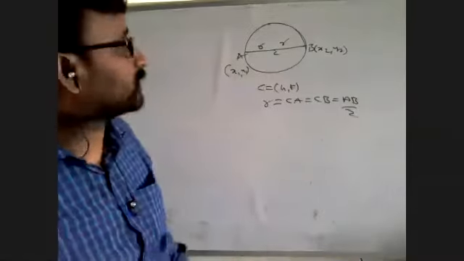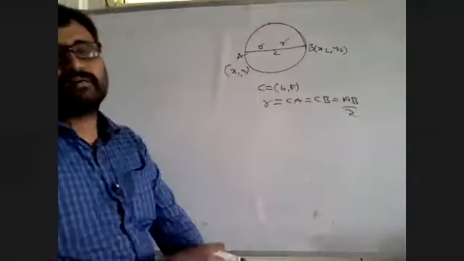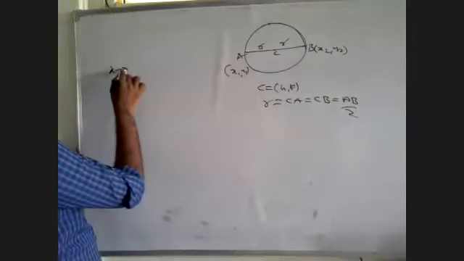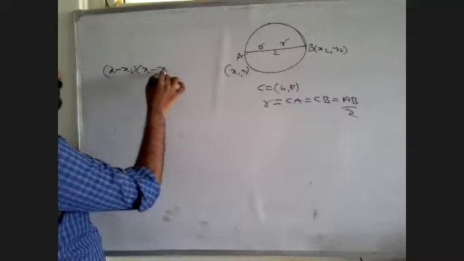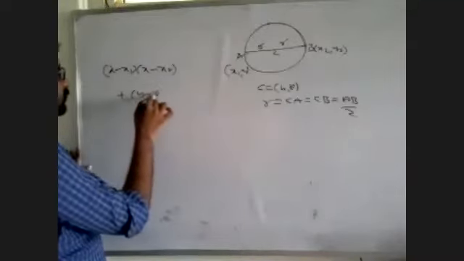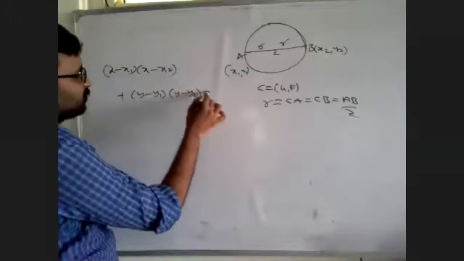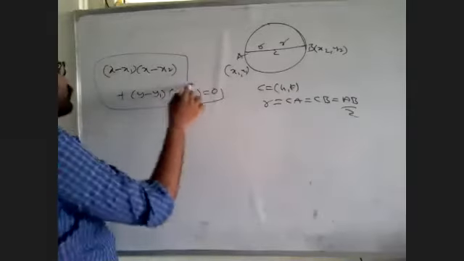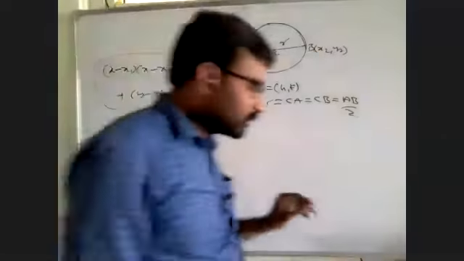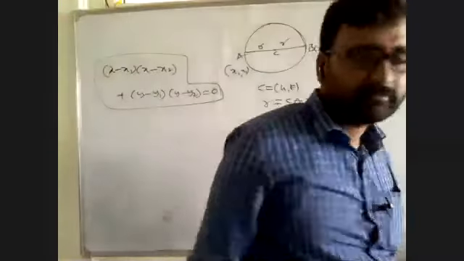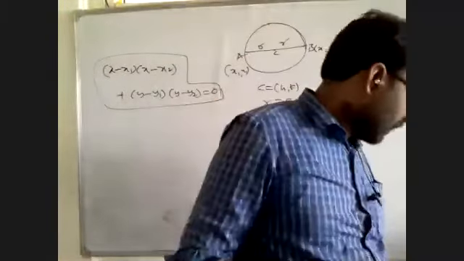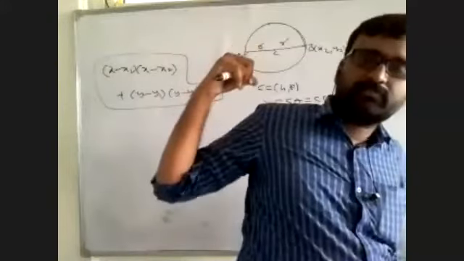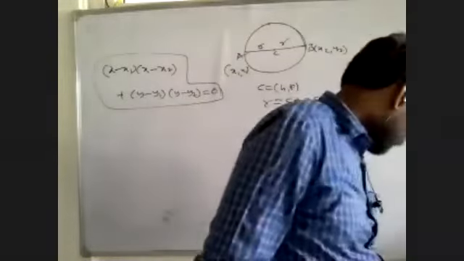Now, what is the formula when the endpoints of the diameter are directly given? The direct formula is: x minus x1 into x minus x2 plus y minus y1 into y minus y2 is equal to 0. This is the equation of the circle which has the endpoints of the diameter. If you need a direct formula, you can take this formula. Or, with the knowledge I have, I will do it myself. You can solve through this method. Okay, that is one more.